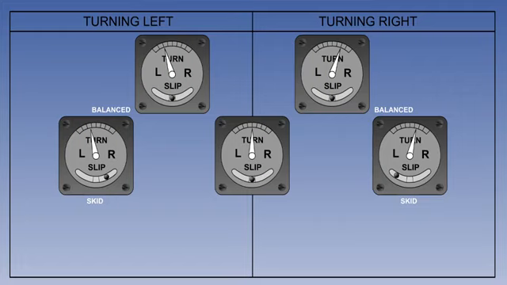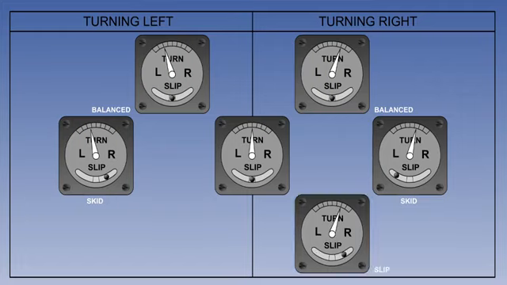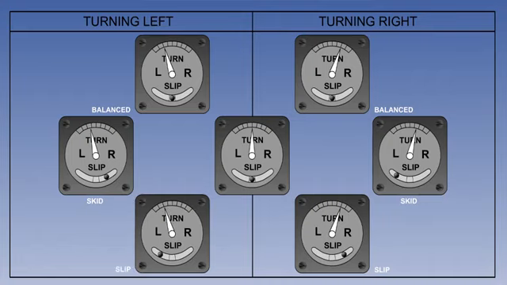Similarly, the aircraft is now skidding outwards in a right-hand turn. In this example, too much bank has been applied for the rate of turn, and the aircraft is now slipping inwards in a right turn. And the last example shows us a situation where too much bank has been applied for the rate of turn, and the aircraft is slipping inwards in a left-hand turn.